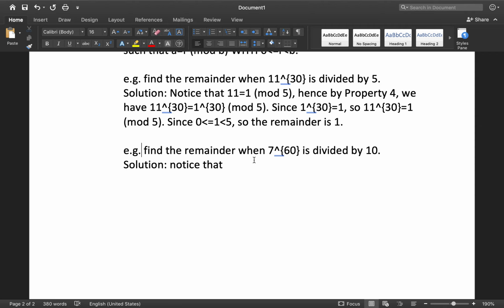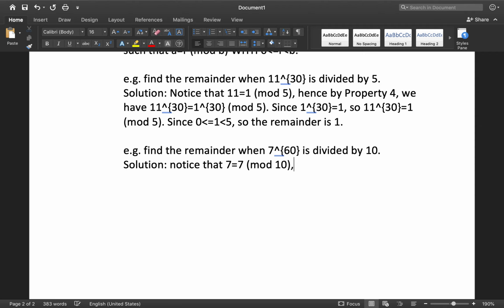Now, for example, 7, of course, is congruent to itself modulo 10, right? Because if you take the difference, 7 minus 7 is 0. So 0, of course, is a multiple of 10, because you can take 0 times 10. But that's not enough, because it's not useful, since you want to take 7 to the power 60. Before you go to 60, you just try to take some powers and observe the pattern. The pattern is very, very important for this type of problem.